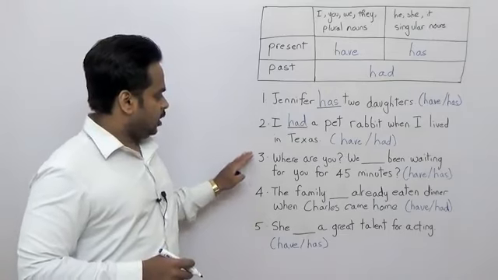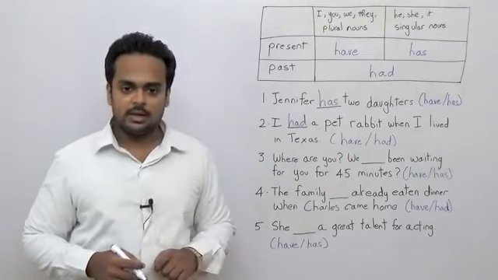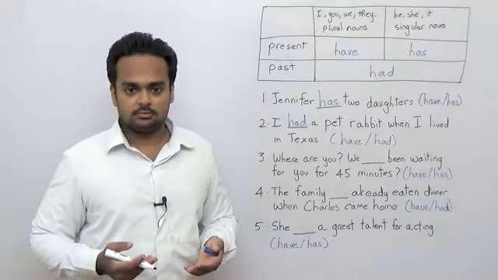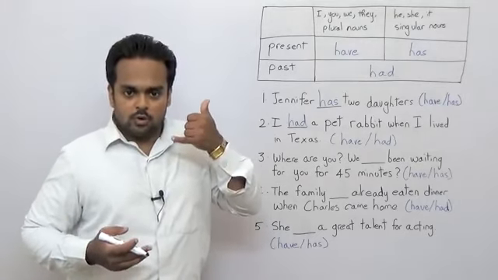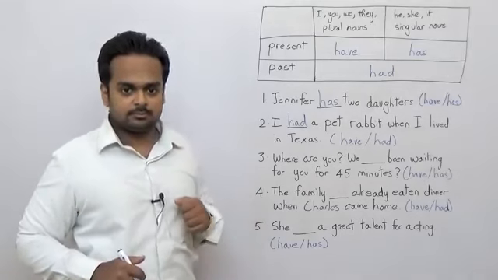Number 3, where are you? We blank been waiting for you for 45 minutes. This is something that you might say to a friend on the phone. Hey, where are you? We have been waiting for you for a long time, for 45 minutes.